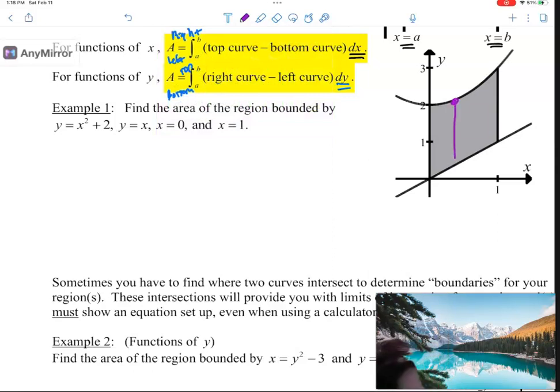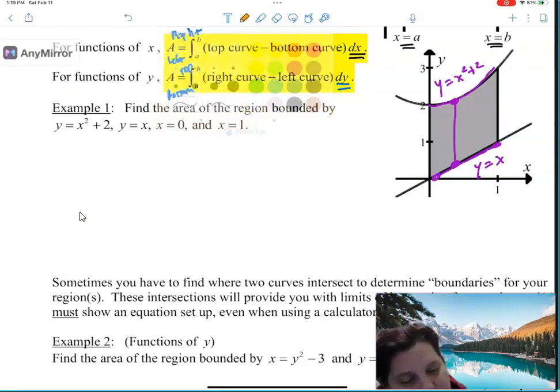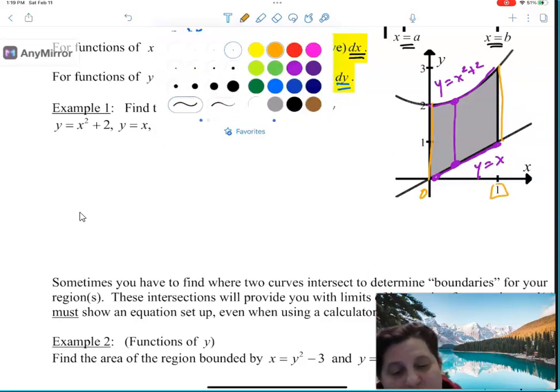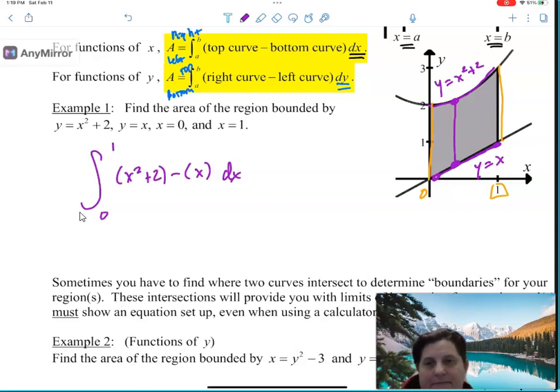Because top minus bottom, so my top curve is y equals x squared plus 2. If you know what these graphs look like, it can be really helpful. And then my bottom curve is just the line y equals x. And it wants me to go specifically from 0 to 1. So this is how I would set it up. I would go top minus bottom dx from left to right.